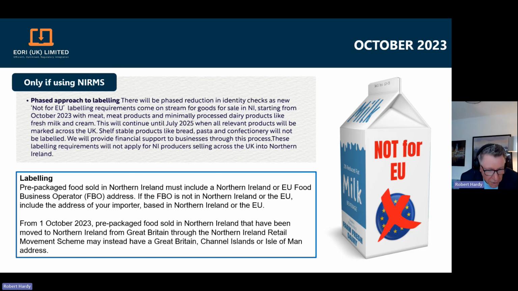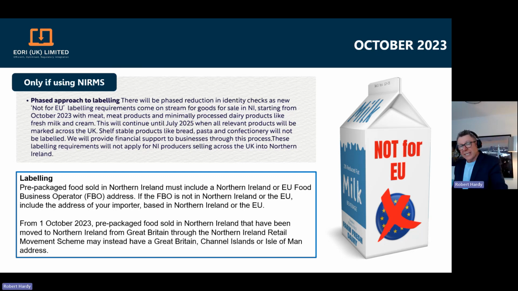Actually, let me just check that Northern Ireland one. From the 1st of October, pre-packaged food sold in Northern Ireland that has been moved to Northern Ireland from Great Britain through NERMs may instead have a Great Britain, Channel Islands, or Isle of Man address, or an NI address. Let's say that there, but I happen to know it is an NI address as well.